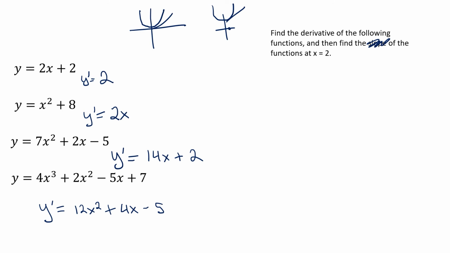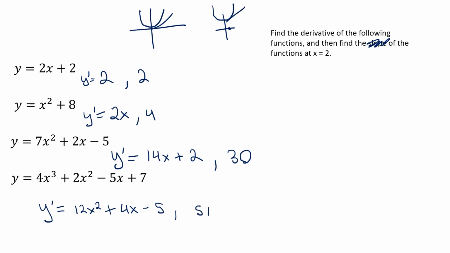And now let's find the actual slopes of all these functions at x equals 2. So we just plug in 2 to the derivative formula. That's how you get the slopes. So this one's still just going to be 2. This one will be 4, plugging in 2 there. This one will be 28 plus 2, 30. And this one will be really big. But I plugged it in earlier. It's 51. You're welcome to plug it in yourself.